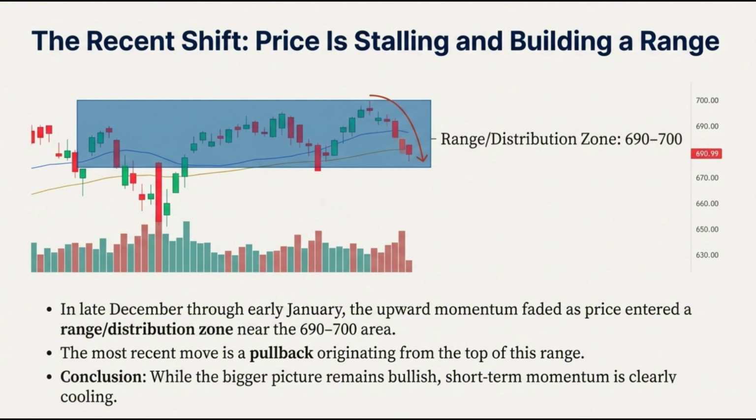All right, so we've established the critical support at the 50 MA, that 675, 678 zone, and the bigger structural support below that at 660, 665.